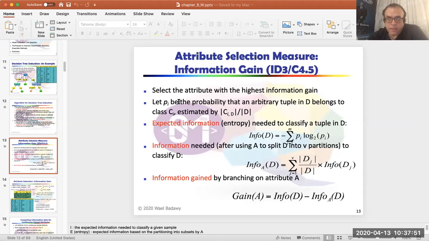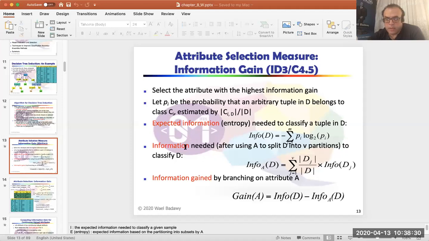Let pi be the probability that an arbitrary tuple in D belongs to a class C, estimated by |C_i,D| over |D|, where D is the full size of the information and C is the size of the class itself. So it is the number of elements in the class over the whole set. In this way, I will look at the expected information as Info(D) = -sigma pi log pi.